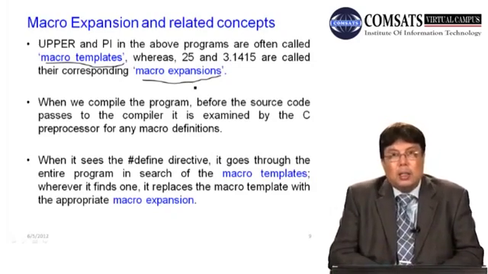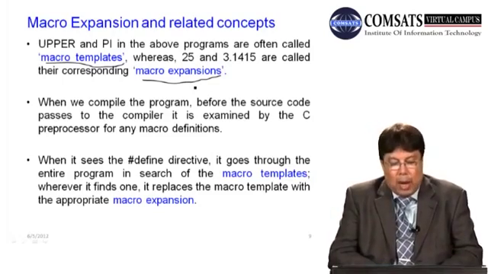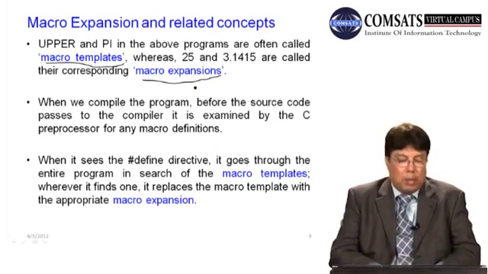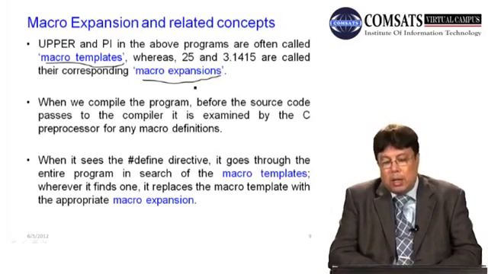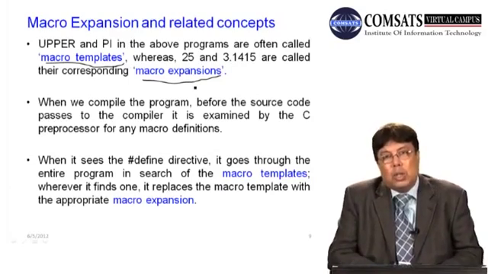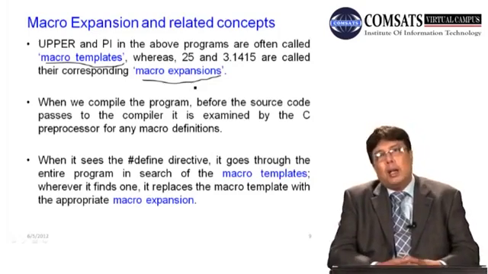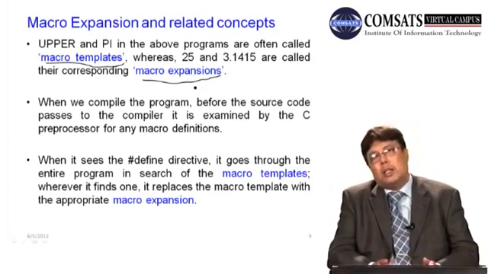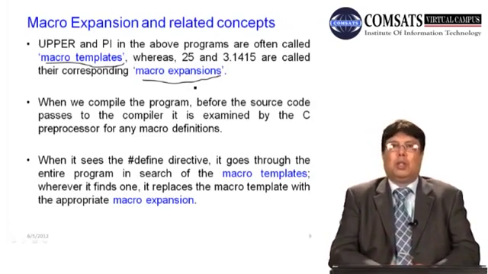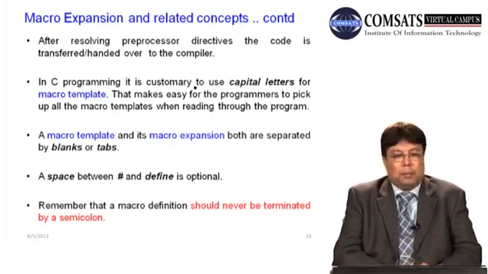So when it sees the preprocessor, it goes through the entire program in search of all the macro templates. Whenever it finds one, it replaces it with the macro expansion. The idea is easy, right? What does the preprocessor do? Find. What does it find? It finds macro templates and replaces them. What does it replace them with? With the macro expansion. Okay, I hope you have understood this.